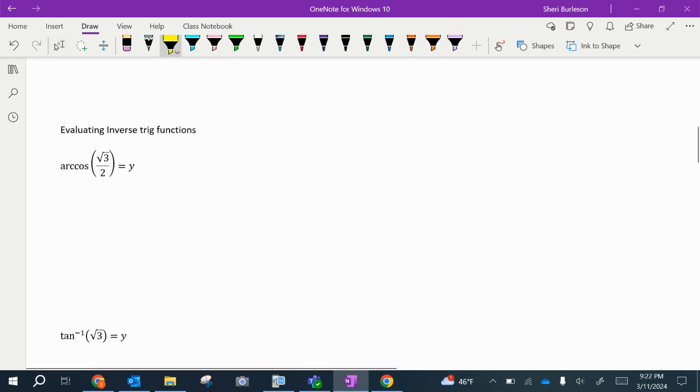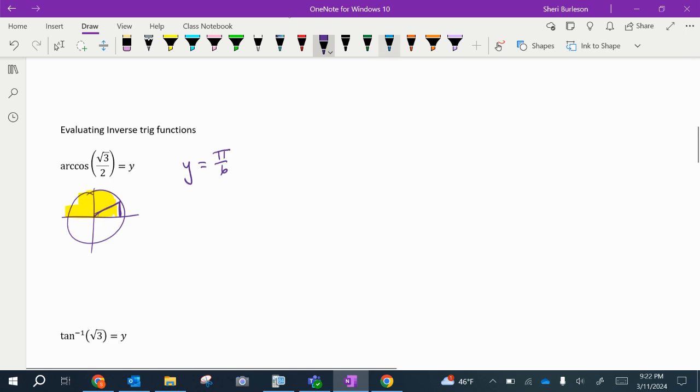Evaluating inverse trig functions. So we have here arc cosine of a ratio equals an angle. The way that we looked at these in pre-calc was pretend that's a circle. There we go. Inverse cosine exists only in those two quadrants. And I have a positive root 3 over 2. That is the long side. So that means that y is going to be, that rotation is pi over 6.